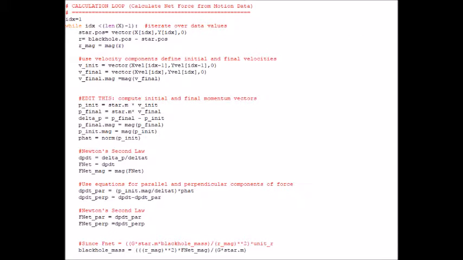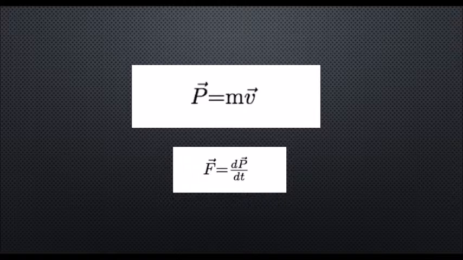To find the overall net force, the calculated change in momentum over change in time was used. As shown here, the initial velocity and final velocity were calculated to determine the initial and final momentum, and from there the change in momentum, defined as delta p. Using the relationships shown here and Newton's second law, the value for dp/dt was set equal to Fnet.